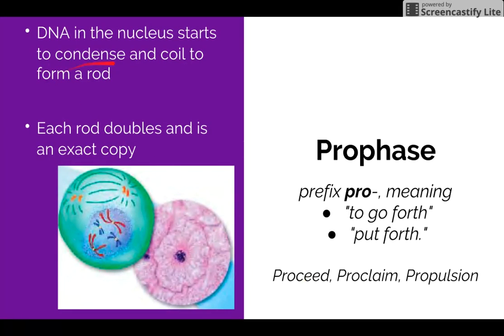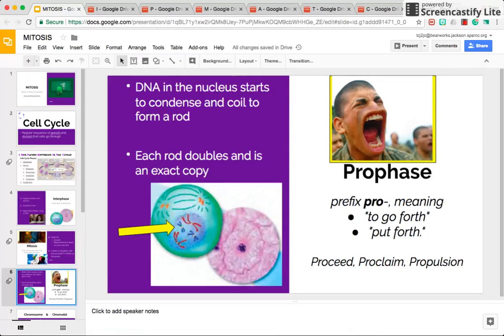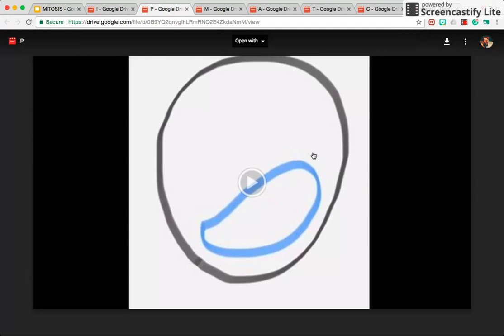The DNA in the nucleus starts to condense and coil up to form a rod. You can see in the nucleus here, these X's are forming. Those are the chromosomes. The DNA is coiling up into a chromosome. Each rod doubles and is an exact copy. So at first it just starts out as a single rod, then it doubles, and now it's a double rod, which is a chromosome. Okay, so let's take a look at the drawing that we need to do for prophase.